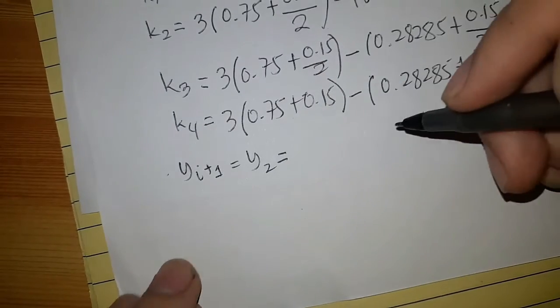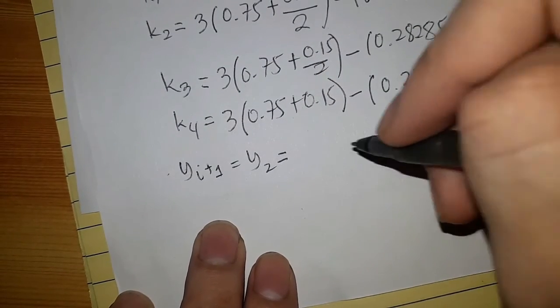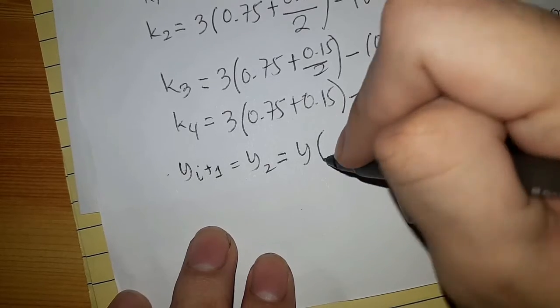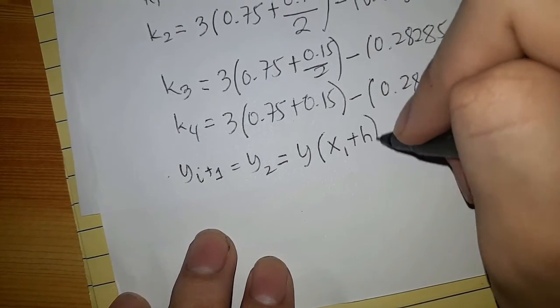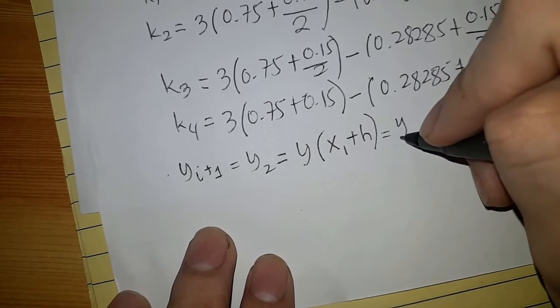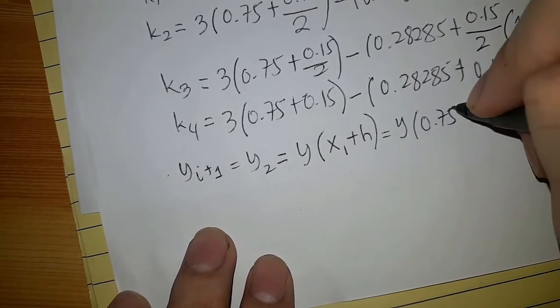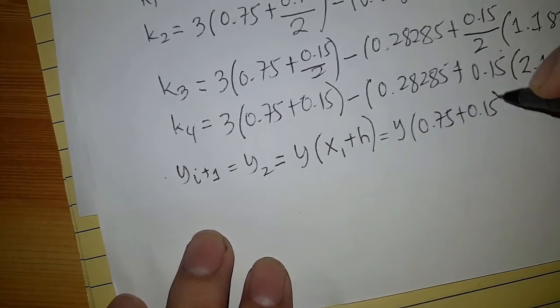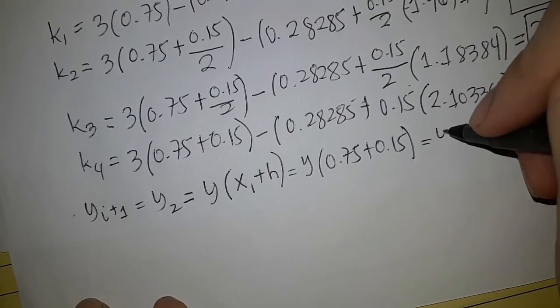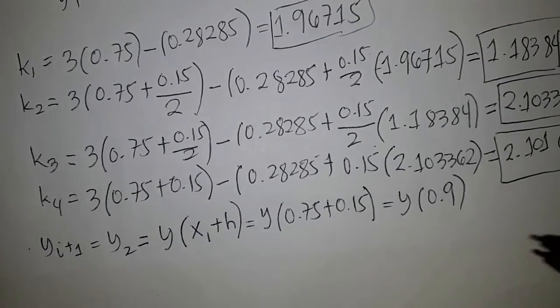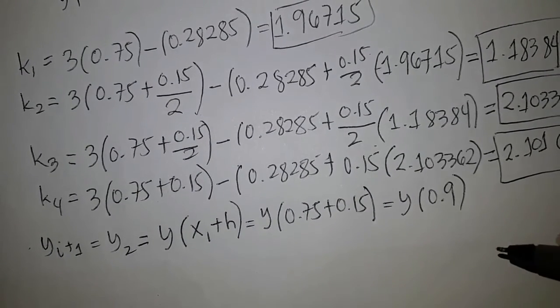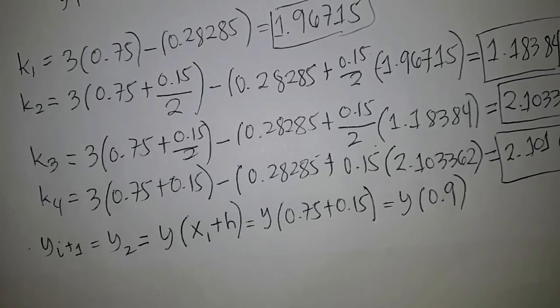We can now obtain the value of y sub i plus 1, which is equal to y sub 2, where y sub 2 is equal to y of x1 plus the step size, so y of 0.75 plus 0.15 is now equal to y of 0.9. So we are now solving for the value of y, which is required by the problem.